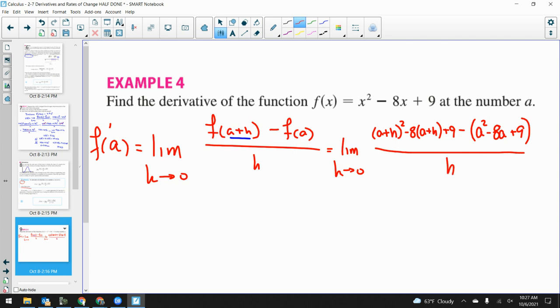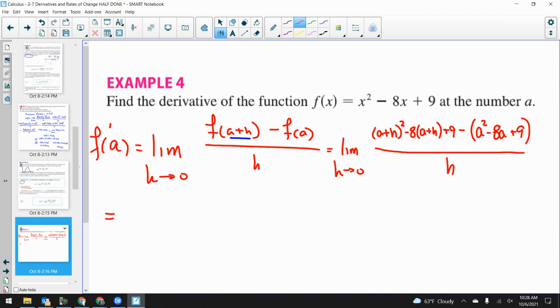Now, can I do direct substitution? No. There's an h in the denominator. I cannot do direct substitution. So again, it's down to our fancy algebraic work to try to figure out some way around it. All right, so let's just start reducing. There are things up here that we can reduce.